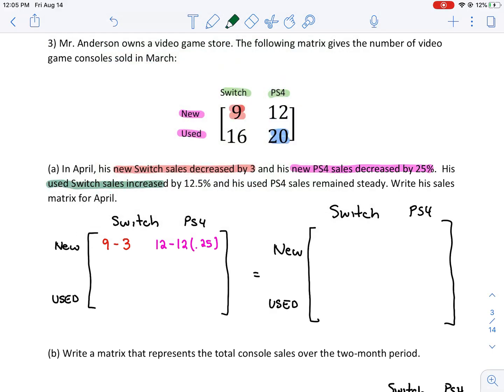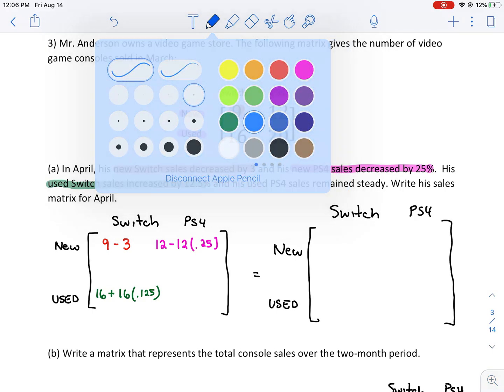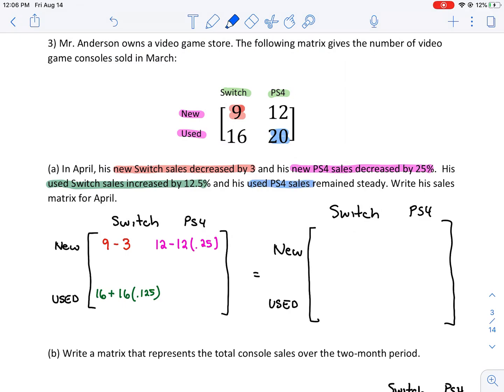His used Switch sales increased by 12.5%. So in March, he sold 16, and that increased by 12.5%. So that'd be 16 times 0.125. And finally, his used PS4 sales remained steady. So remaining steady means nothing changed, so he sold 20 plus or minus 0, however you want to do that.